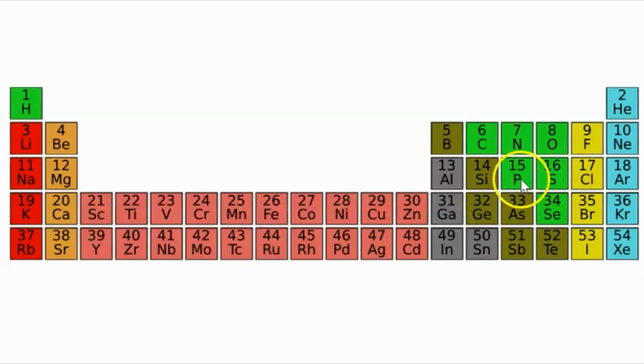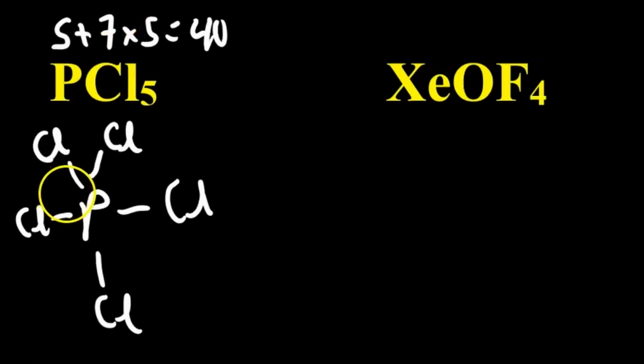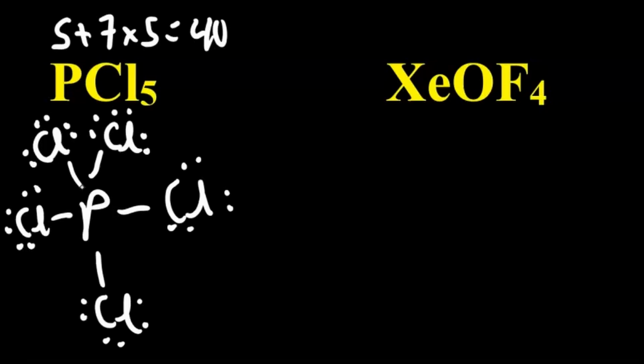Phosphorus is here if we count from the left. 1, 2, 3, 4, 5, we get to 5. Chlorine, we get 2 more if we count from the left, so it has 7. So there's 5 plus 7 for each chlorine. There's 5 chlorines. So there's 40 electrons total. And there's 2, 4, 6, 8, 10 electrons in these bonds, 2 electrons per bond. So 12, 14, 16, 18, 20, 22, 24, 26, 28, 30, 32, 34, 36, 38, 40.